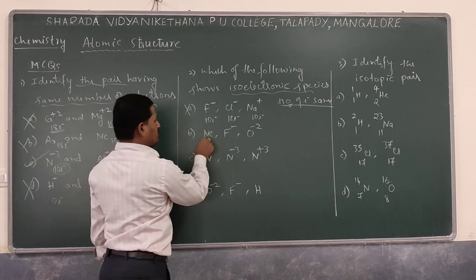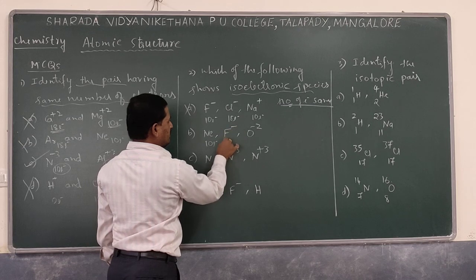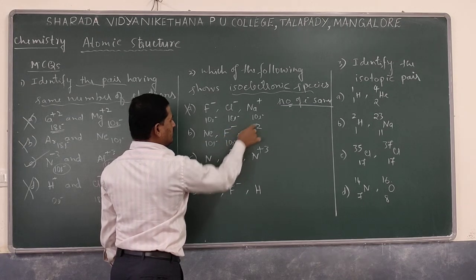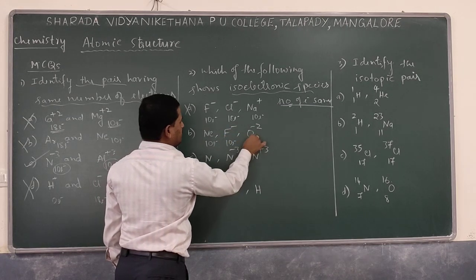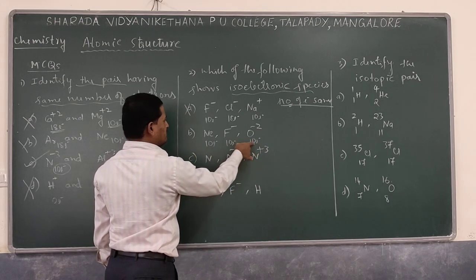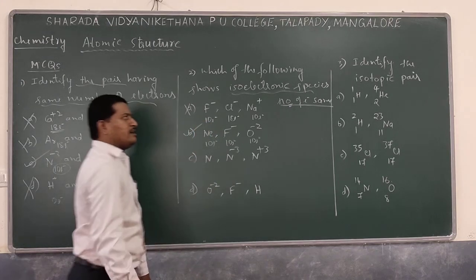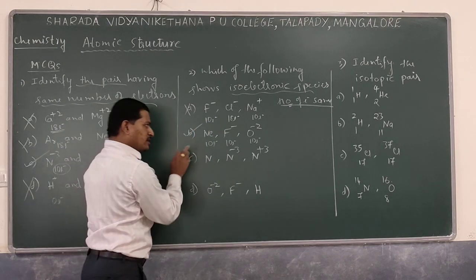Then neon, total number of electrons is 10. Fluoride ion, 9 plus 1, again it is 10. And oxide ion, 8 plus 2, it is 10 electrons. Look at that, all are 10, the same. As the number of electrons in this set of species is the same, it comes under the category of isoelectronic species. This option is going to be correct.